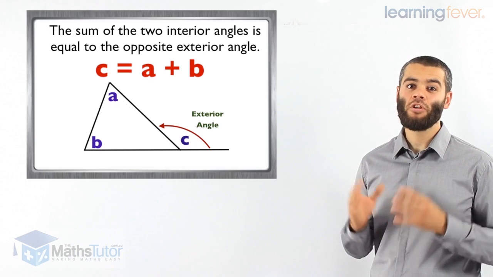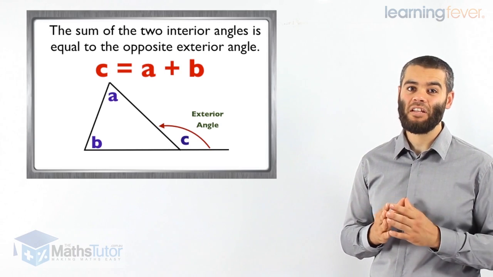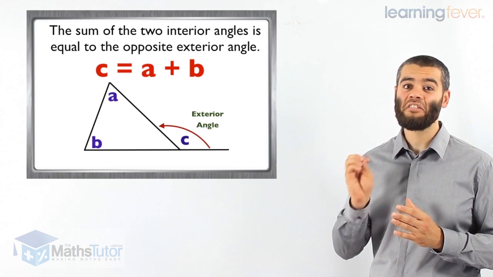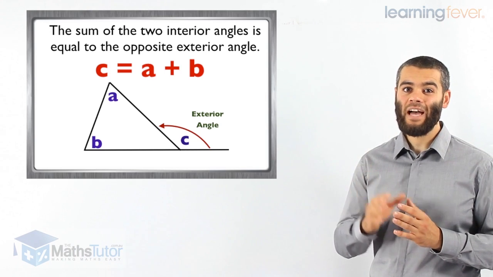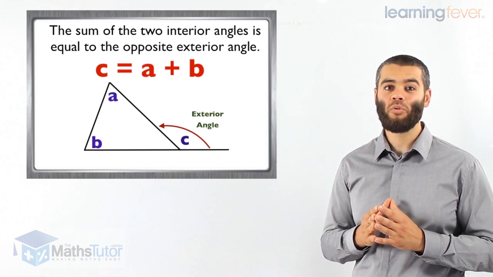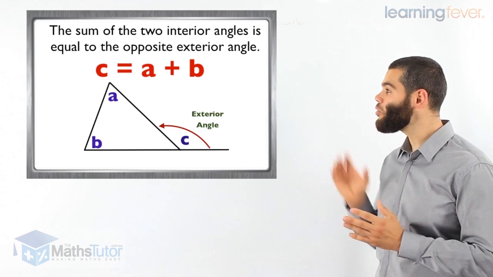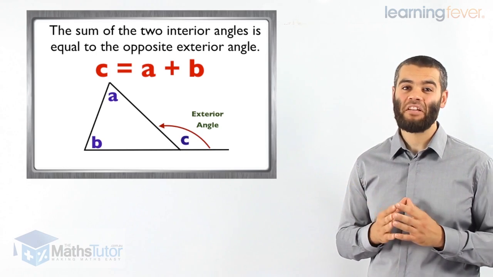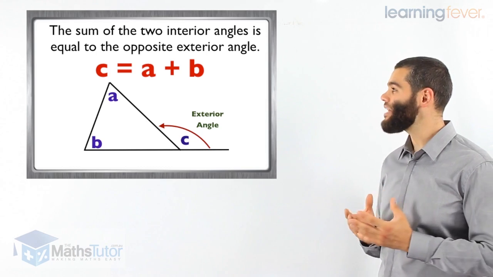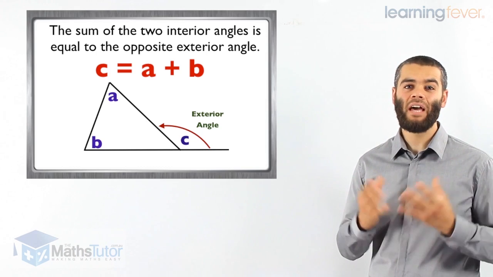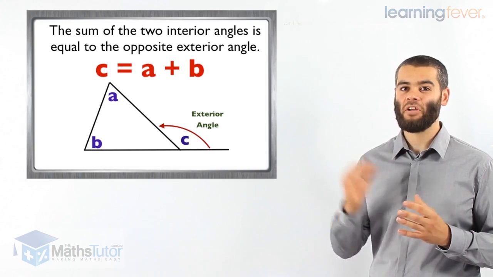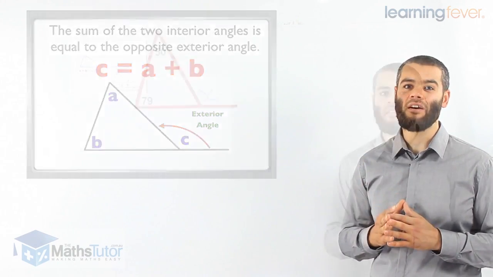Remember this concept, you're going to be using it in later years to find missing angles using this exterior angle. And now we're going to do 2 or 3 examples to show you how easy it is following this rule. C equals A plus B, which means that the two interior angles added together will add up to the exterior angle outside. Let's do that now.